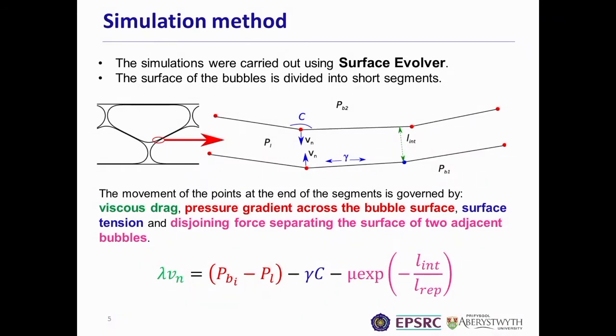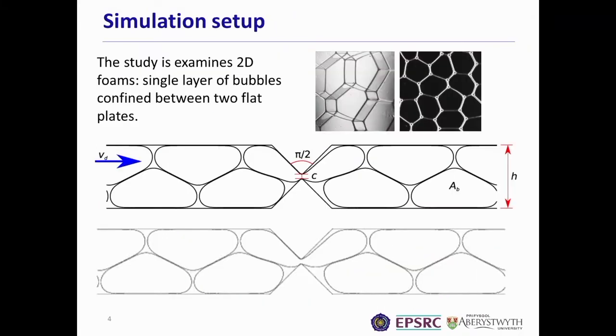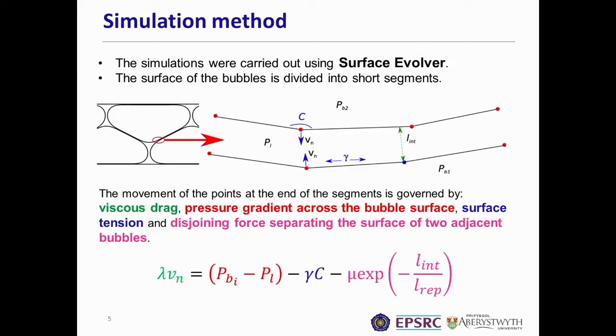We look at a case of two-dimensional foam. It's basically one layer of bubbles confined between two flat plates, just like this. This is the view from above, and this is also the view from above of the channel. We use a software called Surface Evolver. It's a software dedicated to foam optimization.